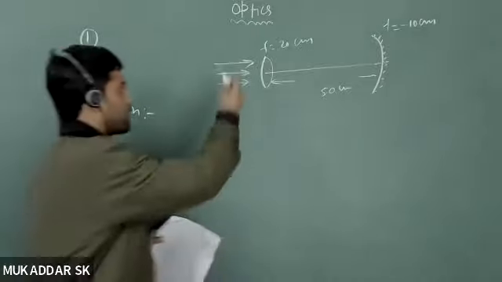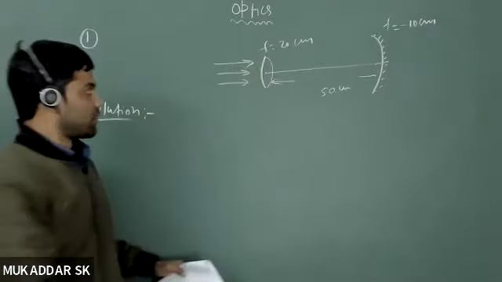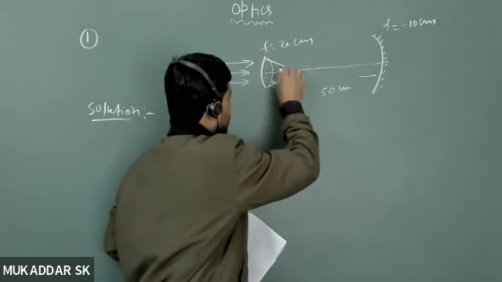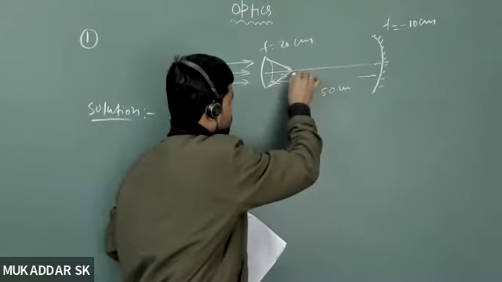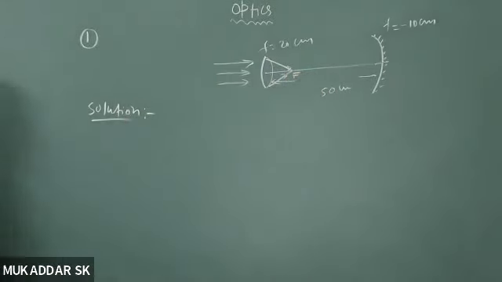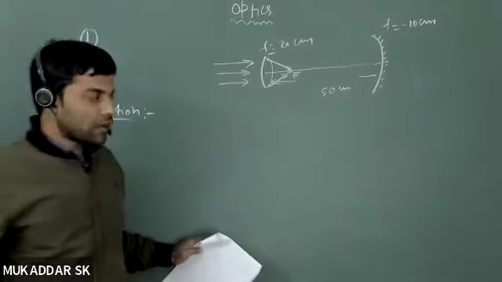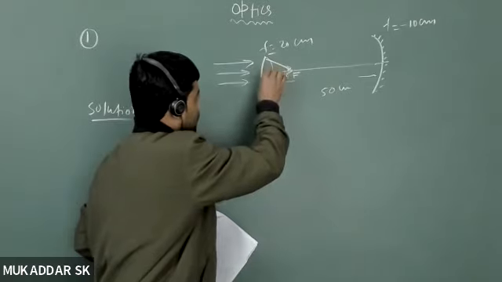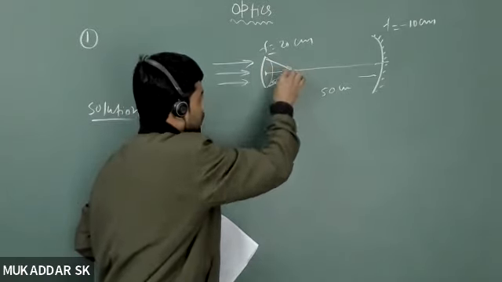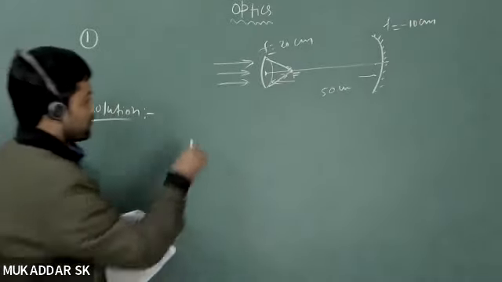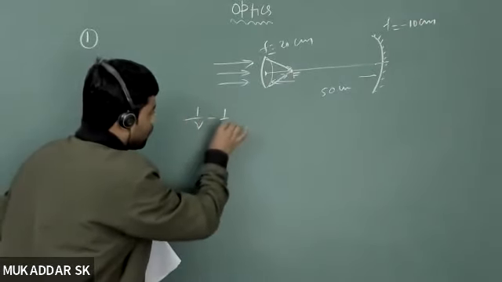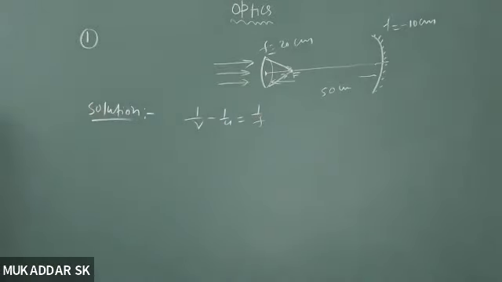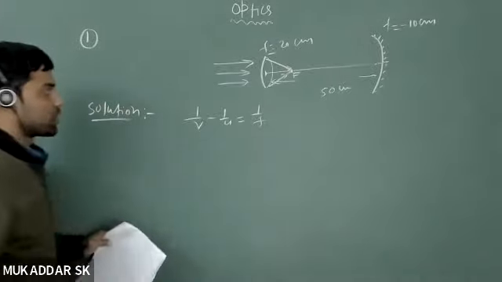So you know, when that parallel ray is striking that lens, this ray will be converged at a point known as focal point. The distance between optical center and this image point, how much will that be? I can calculate by using this formula: 1 by v minus 1 by u equals 1 by f. For a lens, I can use this formula to calculate the position of image.